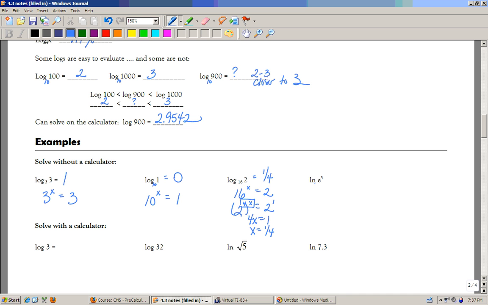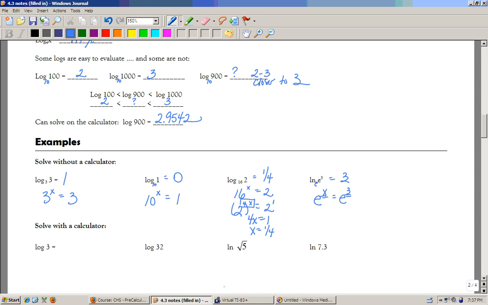This next one, this natural log, is automatically assumed to be base e. So this is e to the what power is e to the 3rd, and that x would equal 3. These next ones you can't do without putting them in the calculator because they're not nice, neat, pretty answers.